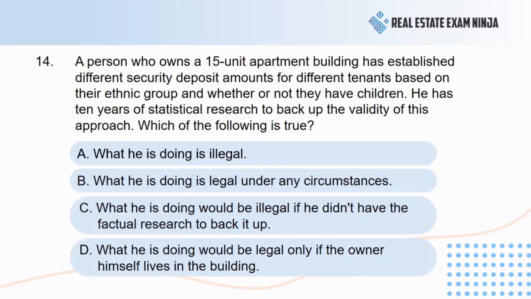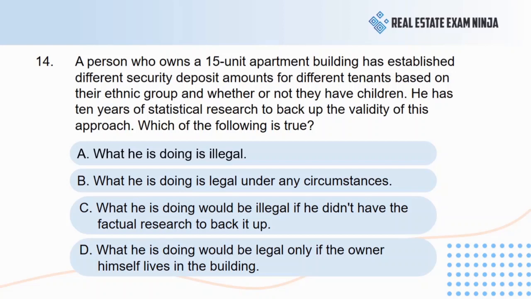Number 14. A person who owns a 15-unit apartment building has established different security deposit amounts for different tenants based on their ethnic group and whether or not they have children. He has 10 years of statistical research to back up the validity of this approach. Which of the following is true?